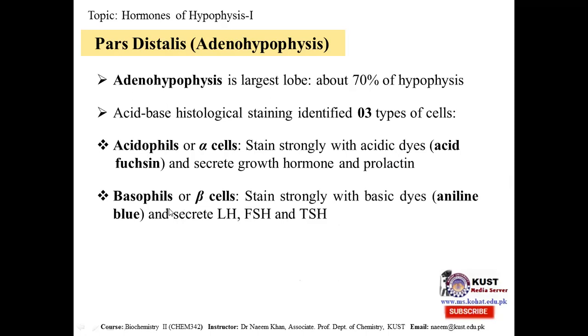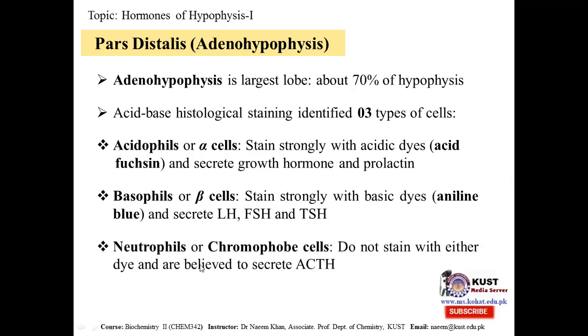The second type of cells are the basophils, or beta cells, which stain strongly with basic dyes, like aniline blue, and they secrete luteinizing hormone, follicle stimulating hormone and thyroid stimulating hormone. The third type are the neutrophils, or chromophobe cells, which are not stained with either the acid dye or the basic dye. They are not colored, so they can be distinguished, and they are believed to be associated with the ACTH hormone.